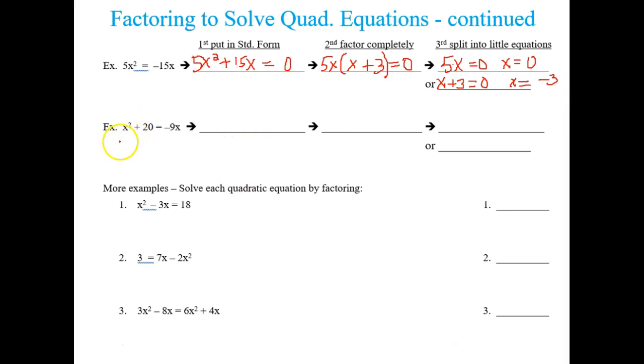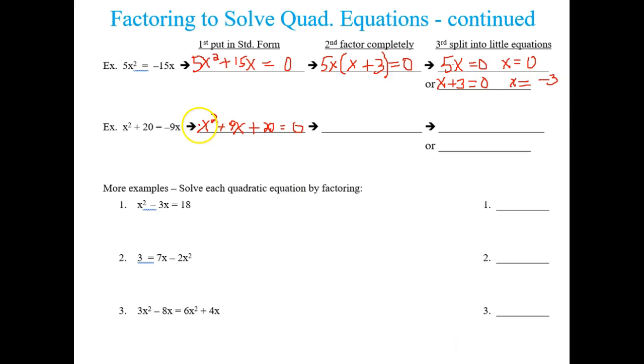In the next example, I have to put it in standard form, so I'm going to start off with my x squared term. I'm going to move the negative 9x over, and it'll become plus 9x. Put that in the middle. And then plus 20. I didn't move the 20. The 20 is still on the left side like it was in the beginning, so it's still positive 20 equals 0.